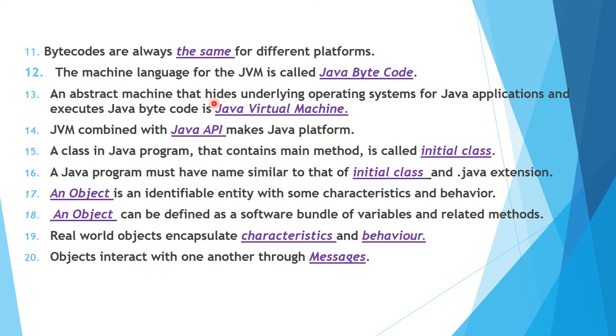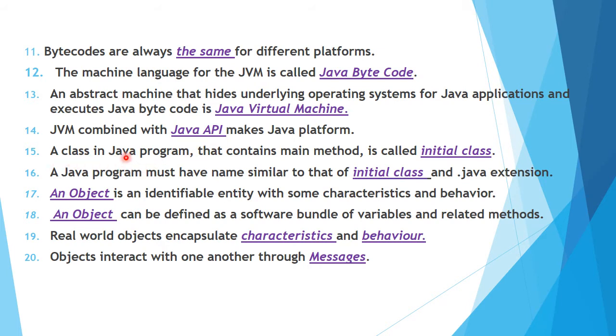An abstract machine that hides underlying operating system for Java applications and executes Java bytecode. Which is executing the Java bytecode? Yes, this is Java Virtual Machine. Okay, Java Virtual Machine will execute the Java bytecode, and Java bytecode will be executed on Java Virtual Machine. Java Virtual Machine combined with dash to make Java Platform. It will combine with Java API.